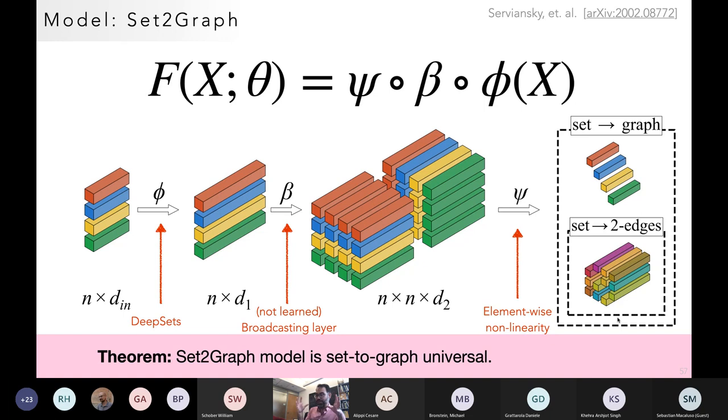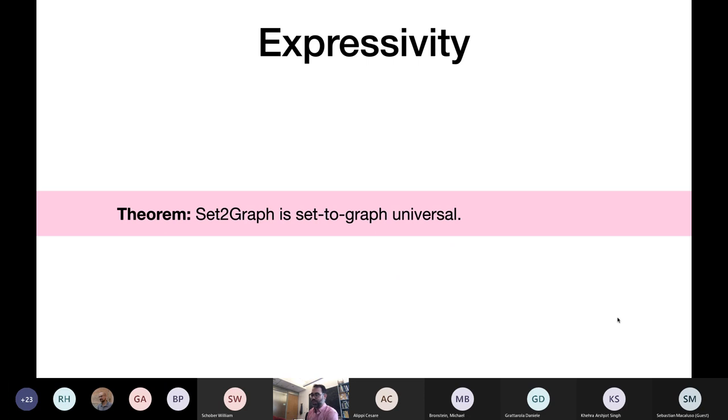So this was a simple set-to-graph architecture. What was interesting, and this was really the work of Yaron and the other author, is to prove that this set-to-graph type of network is universal, in the same sense that you see with DeepSets and that type of theoretical analysis. So that's pretty interesting.